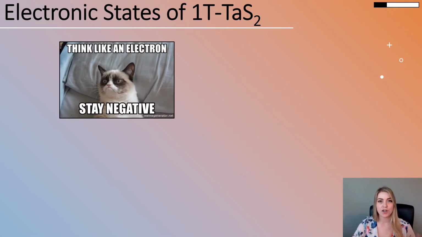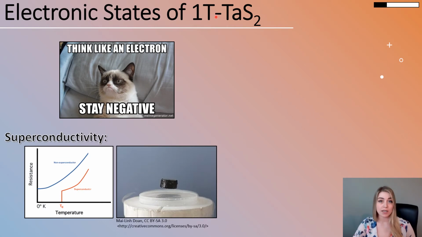So when I say electronic properties, I'm really just curious about what the electrons are doing. What state are they in? How are they behaving? Because these electron effects give rise to really interesting and cool phenomena. One of these being superconductivity, which is kind of crazy because it's a quantum phenomenon that you can see macroscopically, where resistance at some temperature drops to zero and magnetic fields are completely expelled from the material.